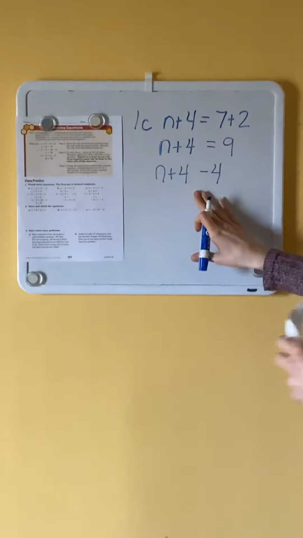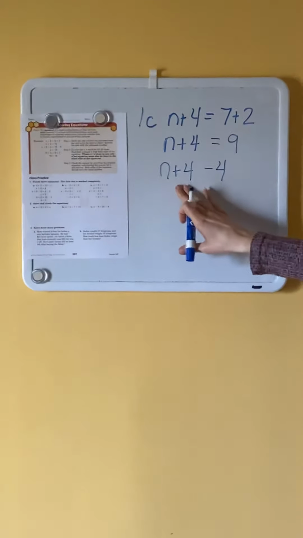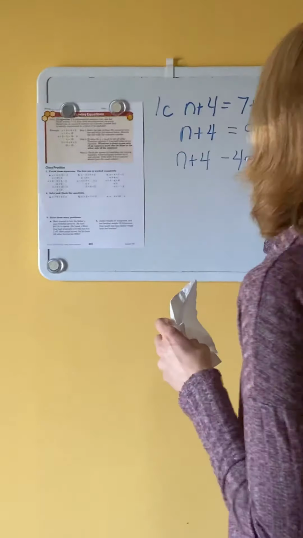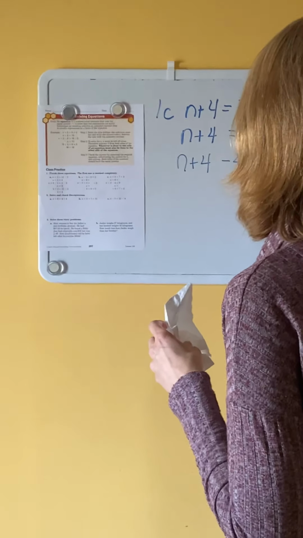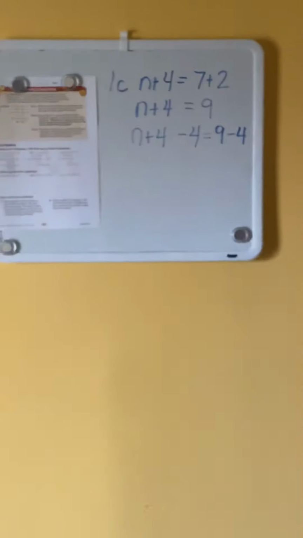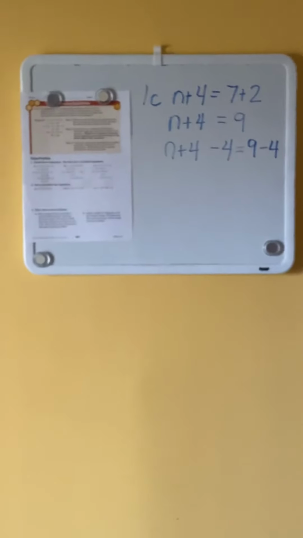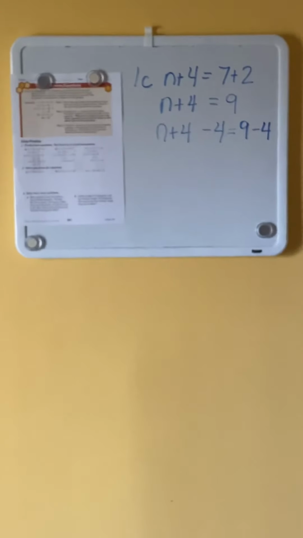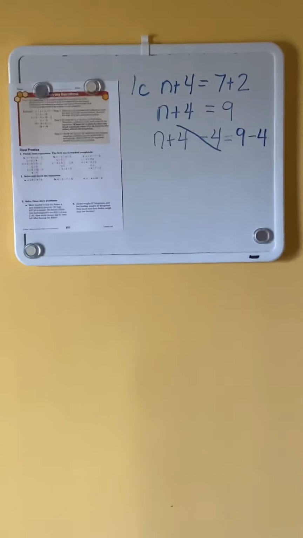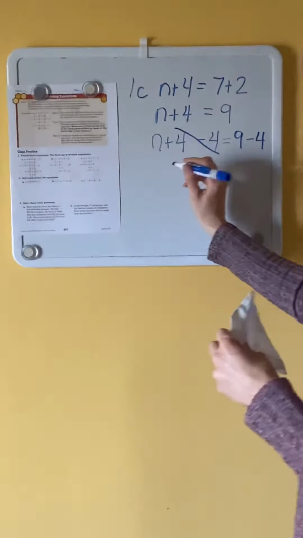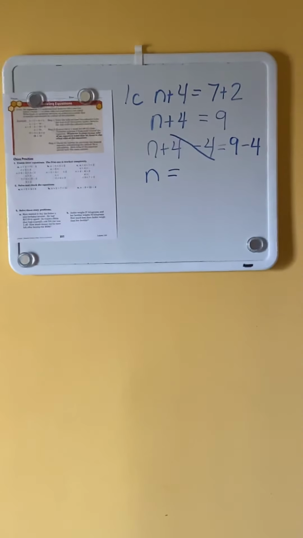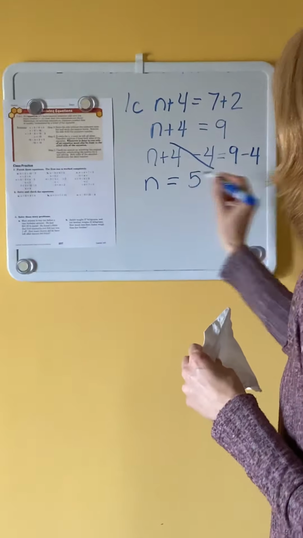So we added 4 here, then we subtracted because that's the opposite. Now we also have to subtract 4 from the other side. This is so we can get n by itself. Now in the last problem, I lightly crossed off the 4's because those cancel now that they're opposites. n is by itself, so n equals 9 minus 4, which is 5.